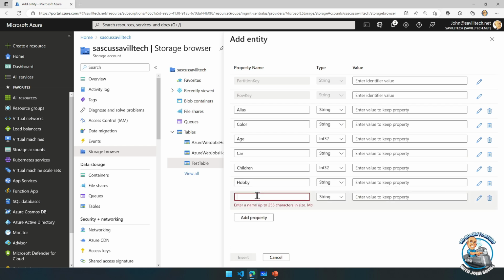I can add a brand new one. Favorite food. If I could spell. Favorite food. And it's a string, and I'm going to say, okay, pizza. And for this one, I may just say, I don't know, Thor, whatever I want here. Was it user? Well, actually, it's user, correct? So user Thor can be the row key. I'm just making these up.